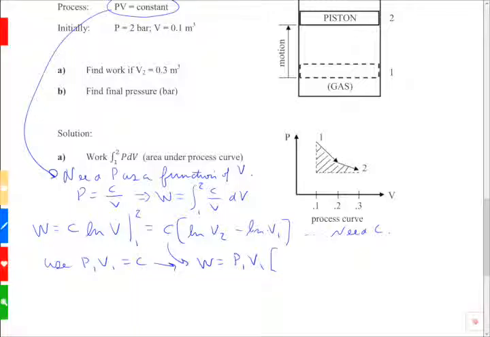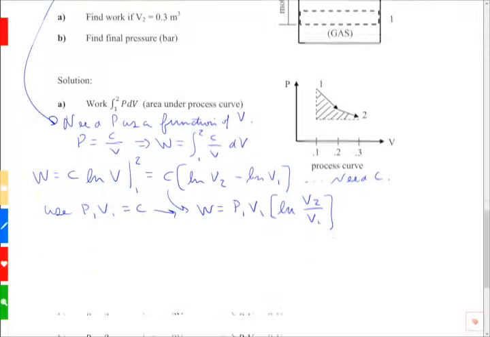Then I'm going to combine them with a trick using natural logs. Natural logs were invented so that division could be replaced by subtraction. So the log of V2 minus the log of V1 is the same as the log of the ratio of V2 over V1. Let's put some numbers in.